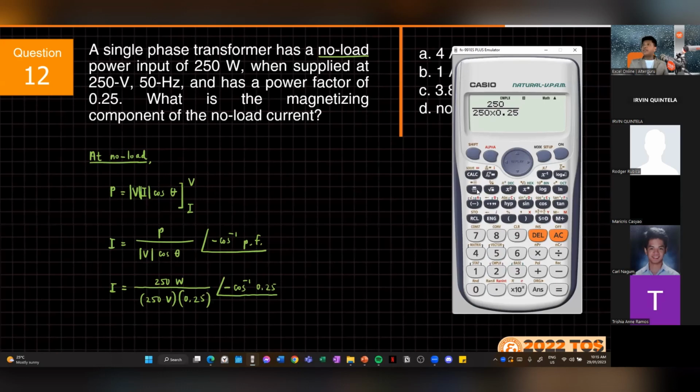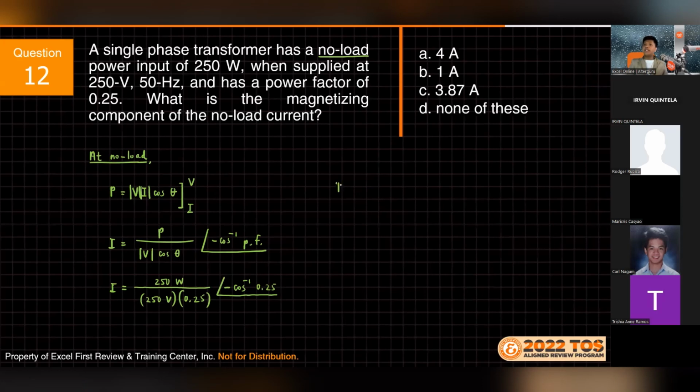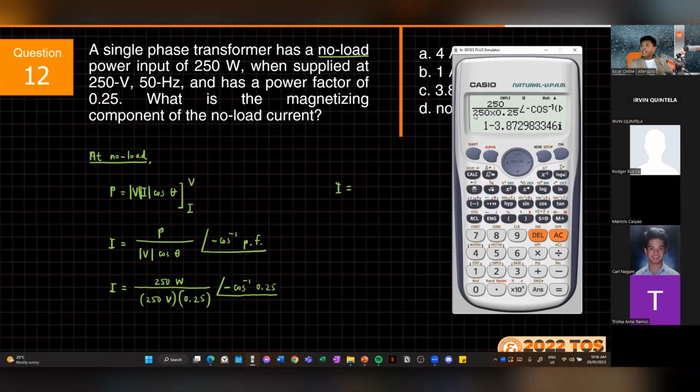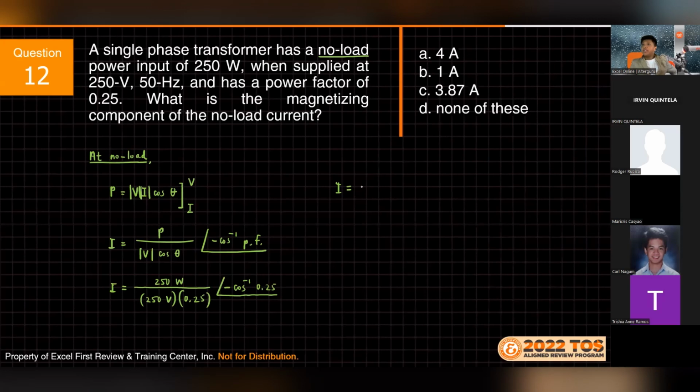Aba, 4 to ah. Angle negative arc cosine of 0.25. So, lalabas that current natin in rectangular form is this one. 1 minus j 3.873 amperes. Sir, lagi po ba talagang minus arc cosine? Yes, kasi inductive siya. So, this will be your current.